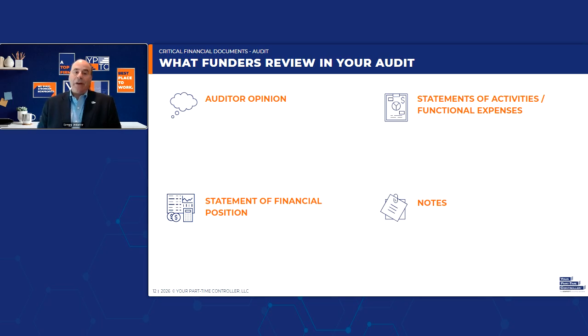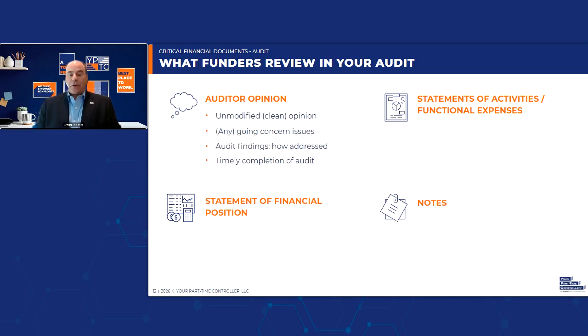So funders don't read every page in the audit. They're going to focus on key areas to help them assess the financial health, the compliance, and risk of an organization. So first we have the auditor's opinion, and that's obviously the first place they're going to look. It's right at the beginning. And again, they're looking for a clean or unmodified opinion. And that, of course, signals reliability. They're going to look to see if there's any findings or going concerns. If these do exist, funders want to understand what these issues are and really how the organization is going to address them. And then finally, they're going to look to see whether the audit was completed on time, which again is going to hopefully reflect strong financial management.